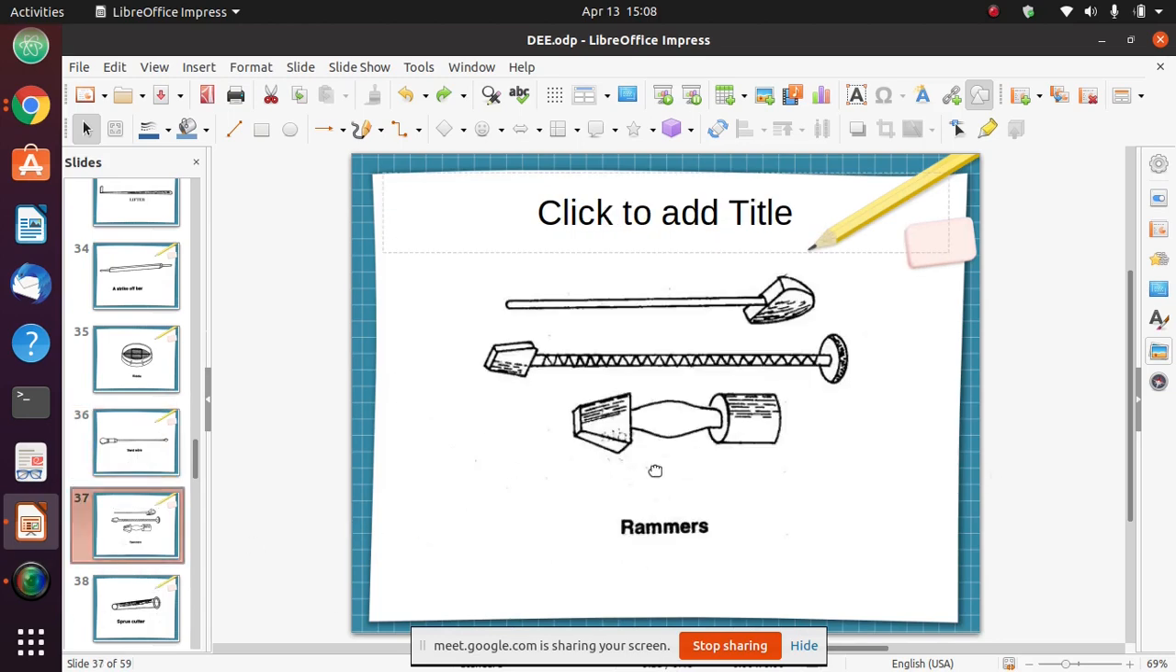We have rammers. These are the tools that you will use kufinyilia mchanga. Nowadays they use hydraulic rams. But if you go to a place ambayo it's purely physical, utakuwa unatumia these rammers by hand. Unagongelea mchanga using these rammers.